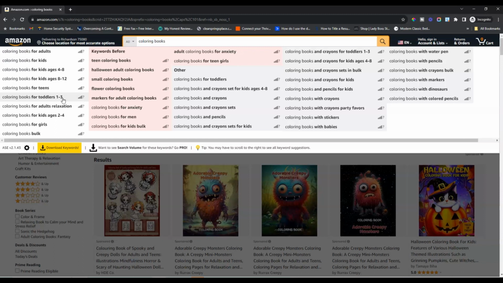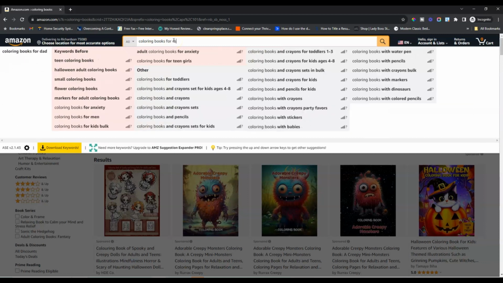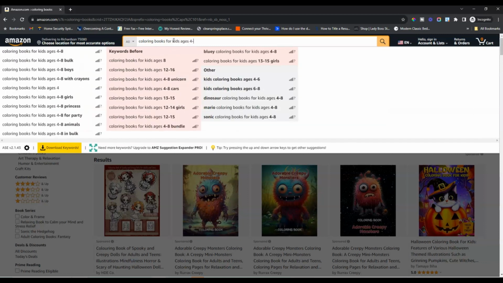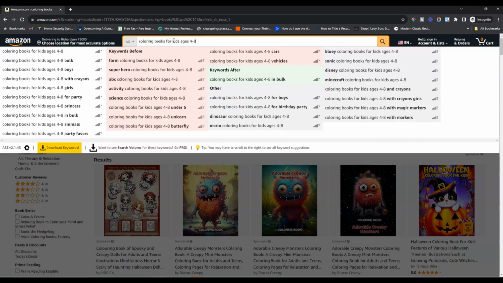And then what you want to do from there is take this information and use that to find and drill down even more. So I'm going to do, for an example, coloring books for kids ages 4 through 8, to see what it's going to give me. So you can see that this is drilling down even more, which is great because it's going from just a general concept now to a specific type of person, which is kids, now to a specific age group.